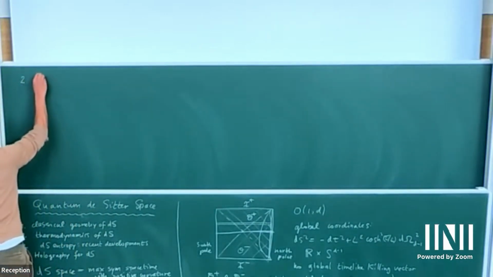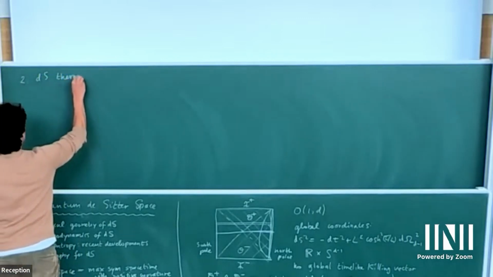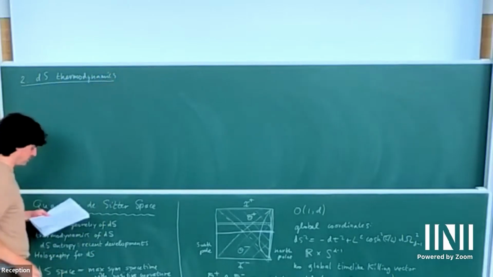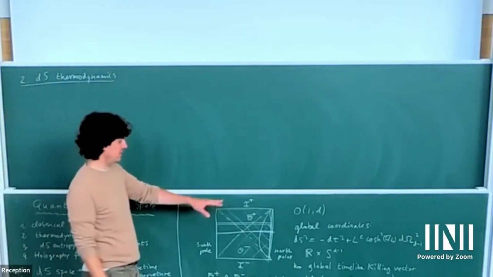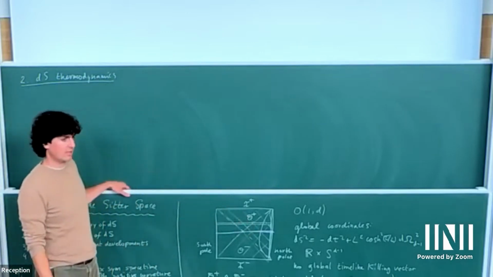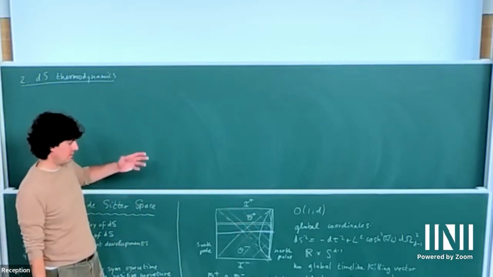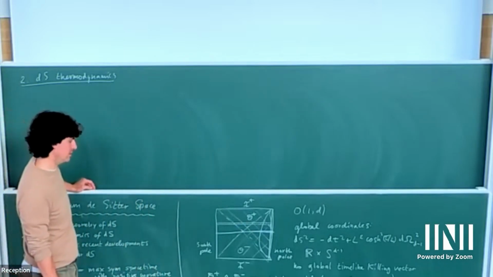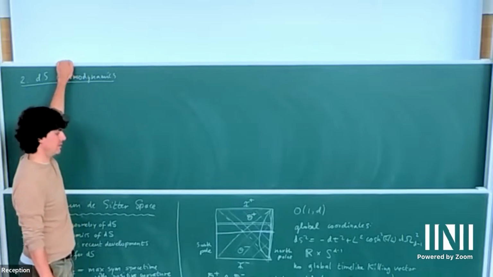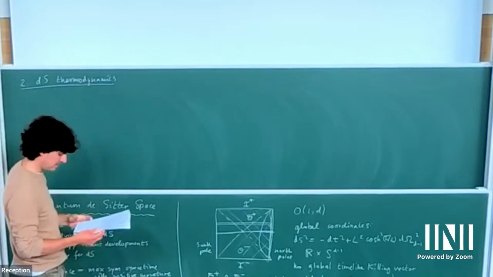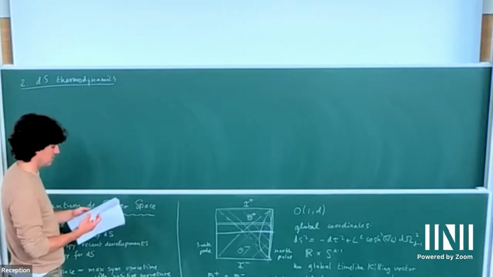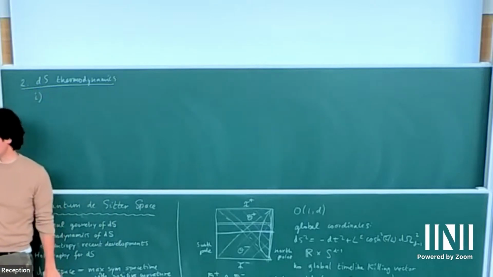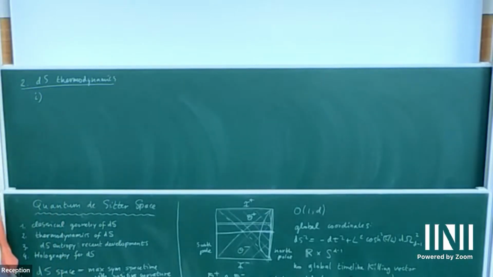Now I want to discuss thermodynamics. So as we saw, de Sitter space has a cosmological horizon and has an associated thermodynamics, just like a black hole horizon. So cosmological horizons share some similarities to the black hole. So what is the evidence that we have for the thermodynamics of de Sitter space?